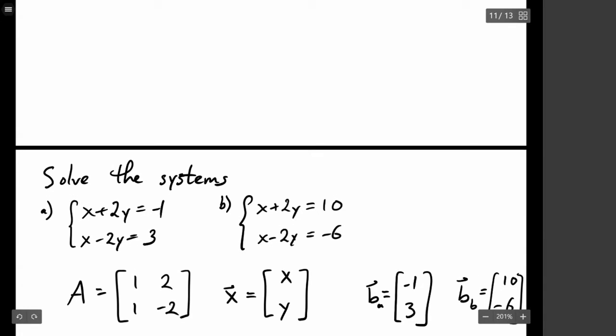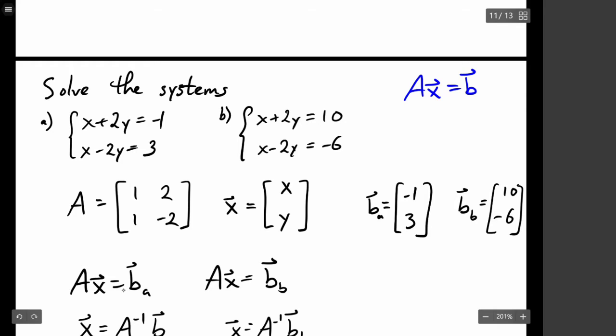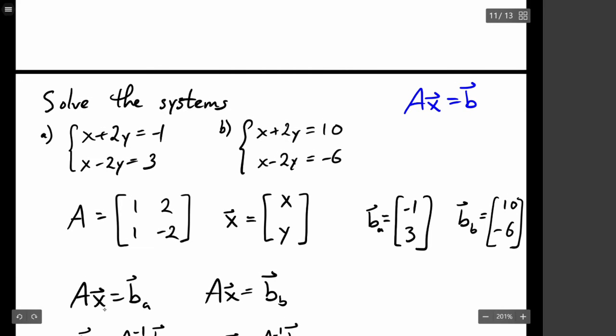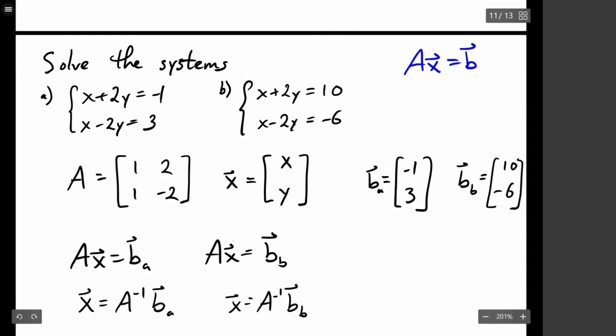So what I'm going to do here is set ourselves up. Remember, a matrix equation for this is of the form AX equals B. So here the A is the same for both of these. The X is the same. The B part of these, we'll say B sub A is for this first one, B sub B is for the second one. Right? So for the first equation, we're trying to solve AX equals B_A, and the second one is AX equals B_B.